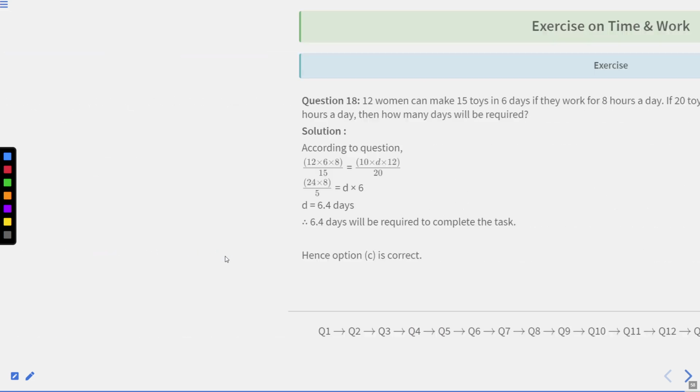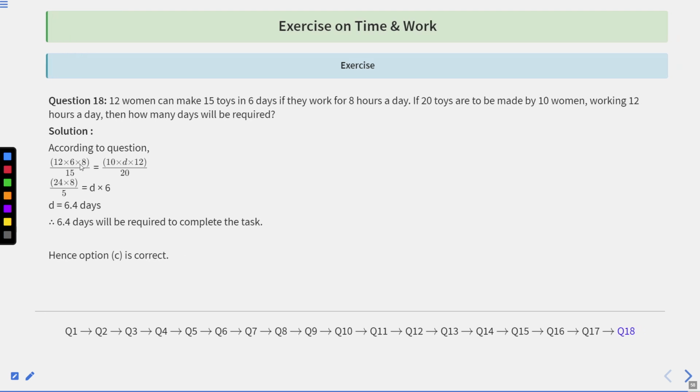According to the question, 12 into 6 into 8 upon 15 is equal to 10 times D into 12 upon 20. When you simplify this, you will get D equal to 6.4 days. Therefore, 6.4 days will be required to complete the task. Hence, option C is correct here.